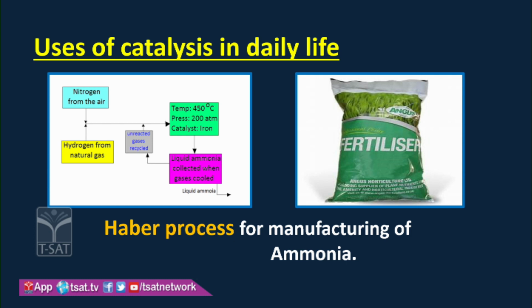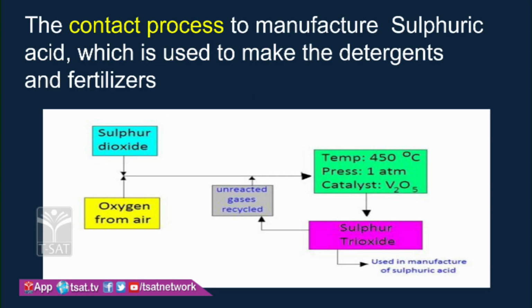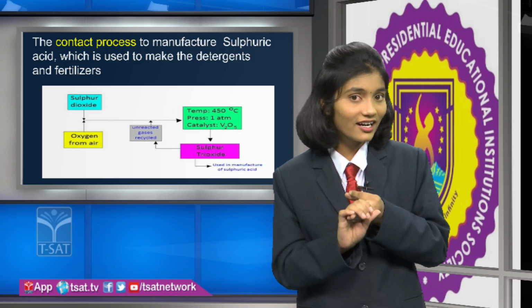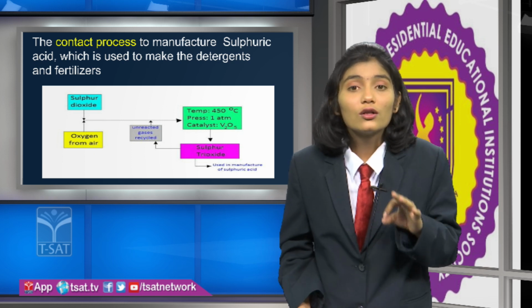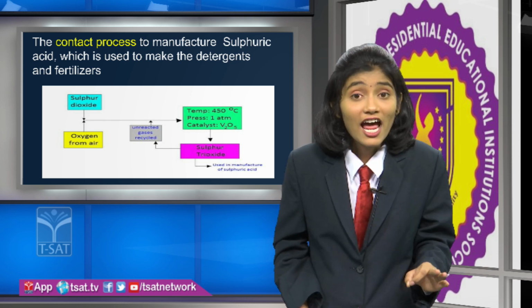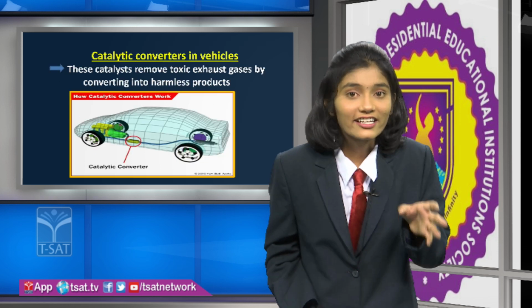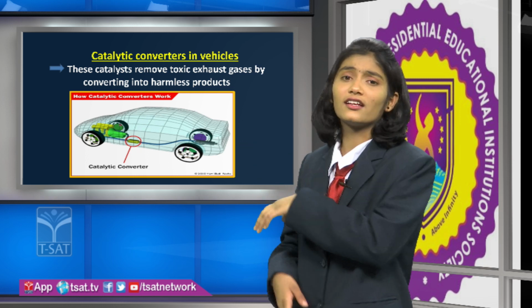Secondly, this process is used in the contact process to manufacture sulfuric acid, which is used to make detergents and fertilizers, in the presence of catalyst vanadium pentoxide. Now, thirdly, this process is also used in catalytic converters in vehicles. What's that? Catalytic converters in vehicles.